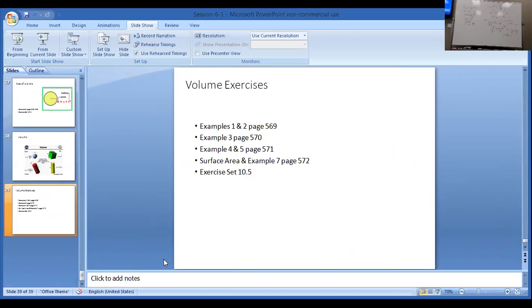Example 7, find the surface area of a rectangular solid, 10.59. Okay. The surface area. So we want all areas for all the surfaces. Notice we have 2 squares and 4 rectangles. Do you follow me? Yes. Okay.